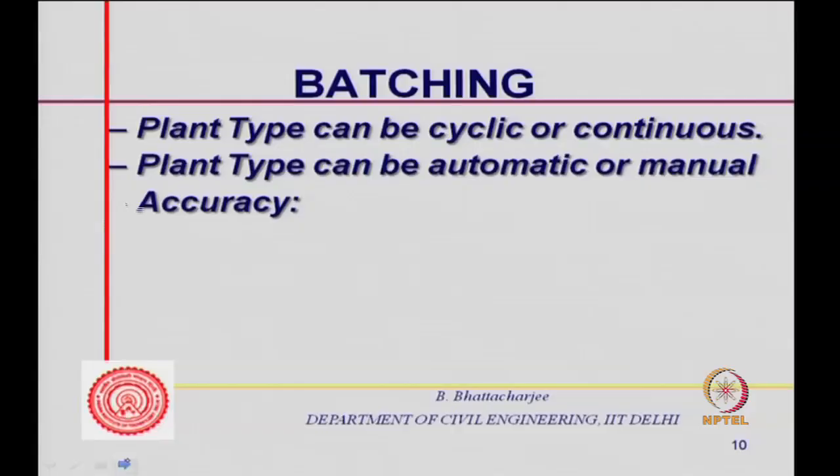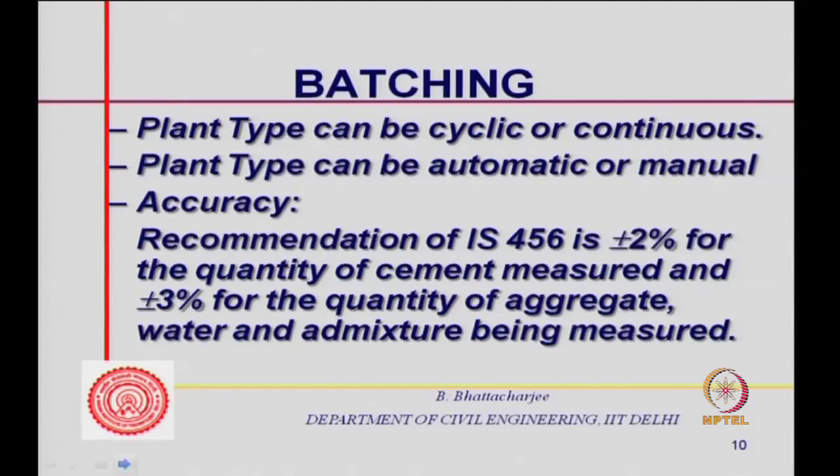Weighing would be done manually; a small batching plant could be manual. What is important is the accuracy of weighing. IS 456 says ±2% for the quantity of cement measured. That means the accuracy should be within ±2%, and ±3% for the quantity of aggregate, water and admixtures that we are measuring.